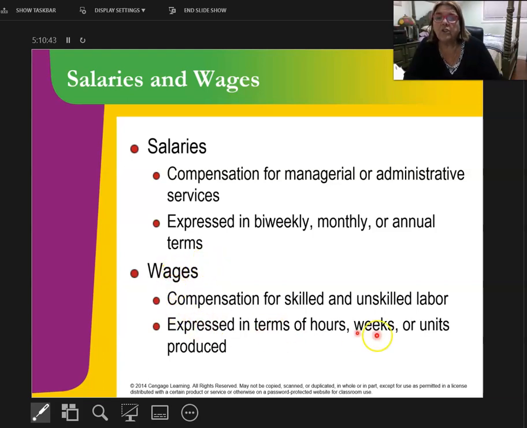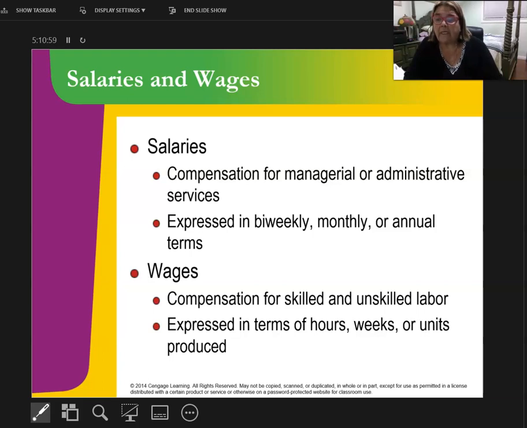Wages are usually done in hours. You're paid per hour or per week or per units produced. So there's actually a difference between the terminology. When you're doing the work for this chapter, whatever the chapter calls it, that's what you should call it.